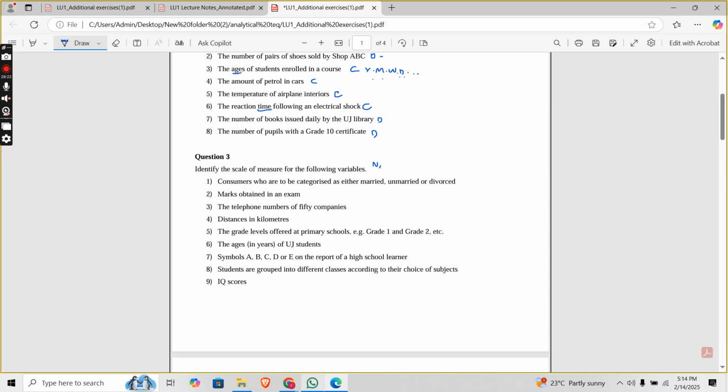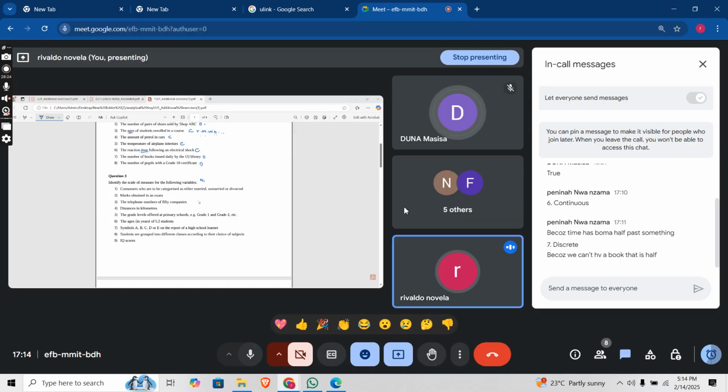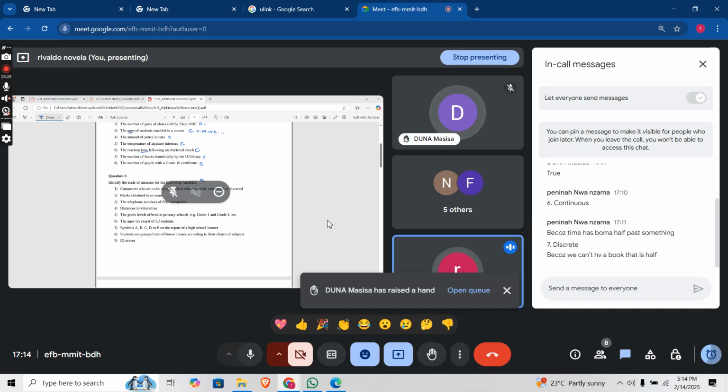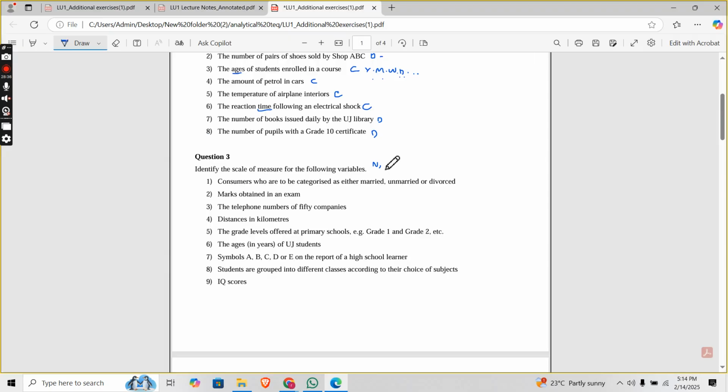Oh, I think somebody unmuted themselves. I think they wanted to. Yes, you can answer, Duna. Okay. 100% nominal scale, ordinal scale, interval, and ratio. You are 100% correct. So the answer to these questions has to be one of these scales. Okay.